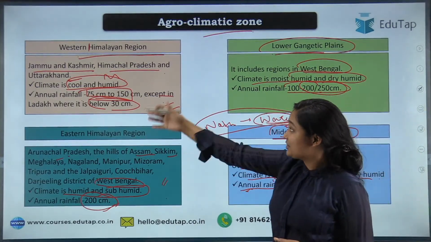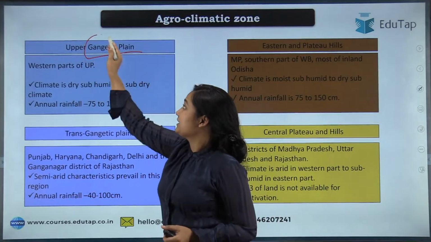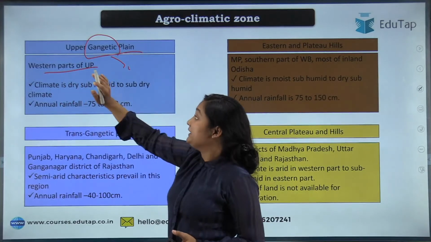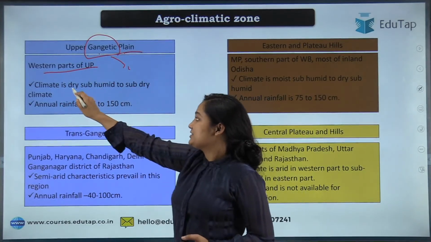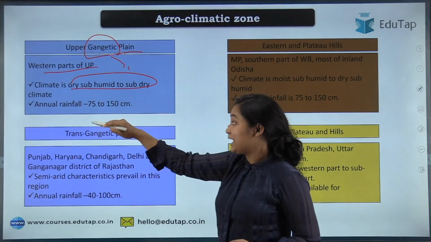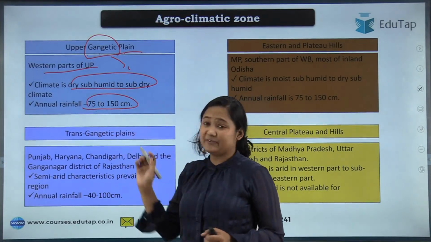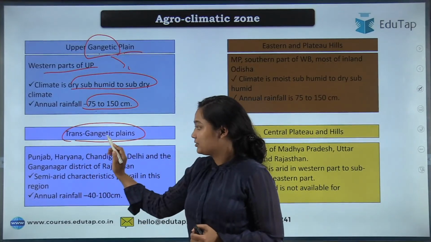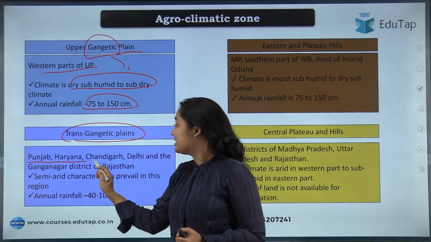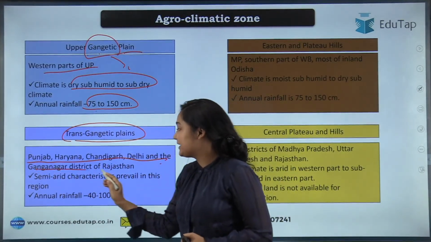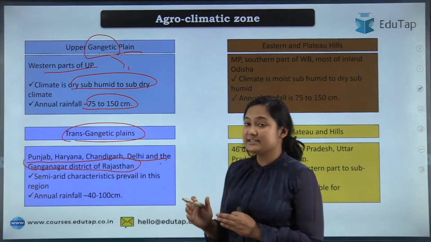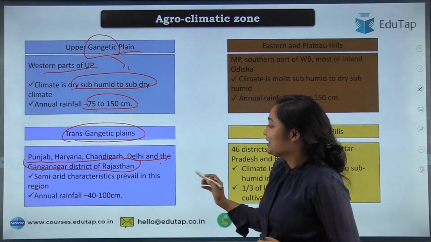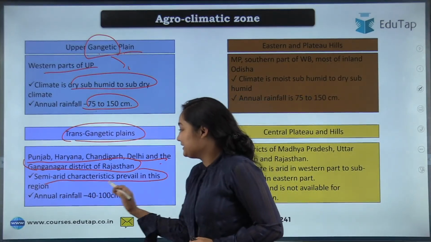Now moving to the other zones. The next zone is the upper Gangetic plain. Again, the Ganga is there, so alluvial soil is there. Also the western part of UP is covered in the upper Gangetic plain. The condition is subhumid or dry humid, and the rainfall is 75 to 150. Now moving to the trans-Gangetic plains. Remember correctly: Punjab, Haryana, Chandigarh, Delhi and the Ganganagar district of Rajasthan are under the trans-Gangetic plains. Rohit has also provided the correct answer. Semi-arid characteristics prevail in this region.